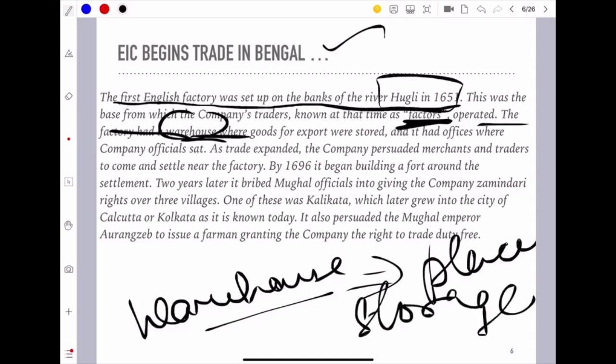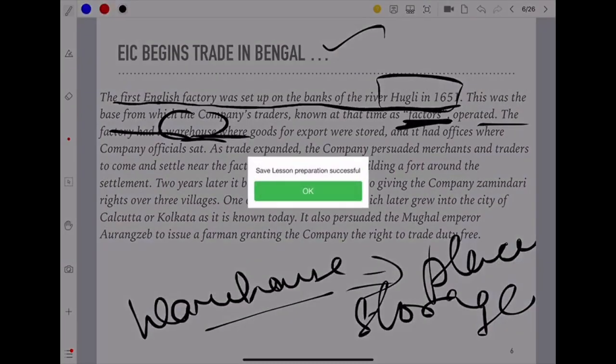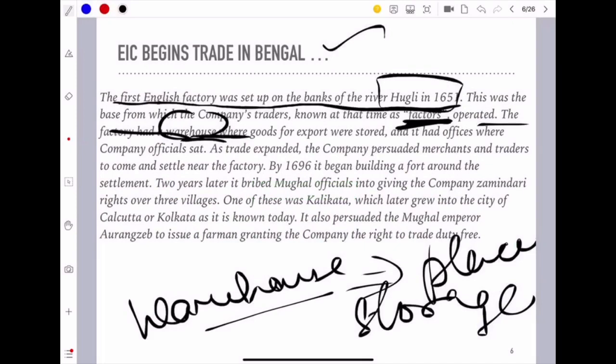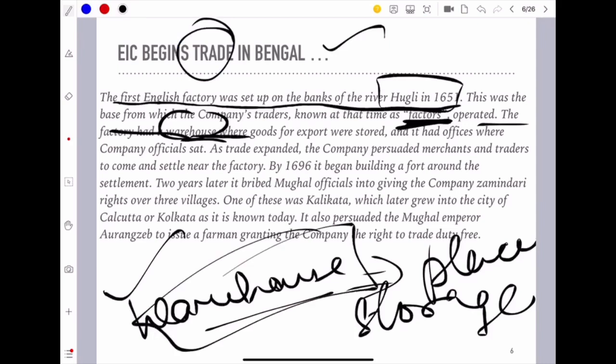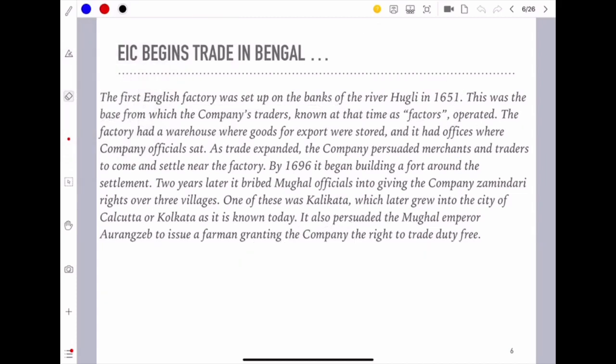So if I do any trading business, I'll have a warehouse to store my things, right? It is where goods for export were stored. This is what we actually mean by warehouses, all right? Now, the company.